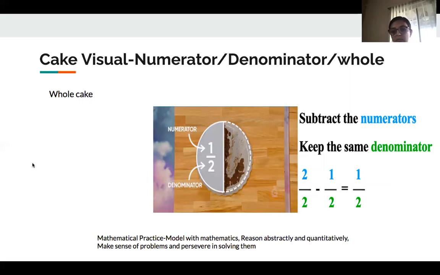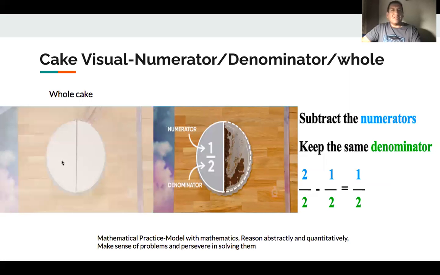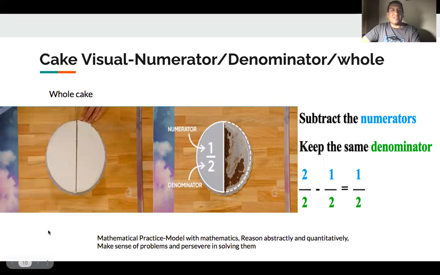The day 2 warm-up is to remind students that the same principles they learned for addition apply to subtraction. But instead of adding the numerators, we subtract the numerators, keep the denominator, and in this visual, they can see how when we take 1/2 from the whole of the cake, we still have half of the cake remaining. In this way, we are modeling with mathematics, reasoning abstractly and quantitatively, and making sense of the problem. Again, we subtract the numerators and keep the same denominator.